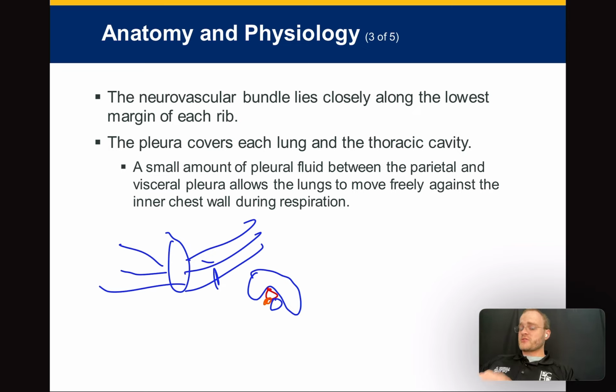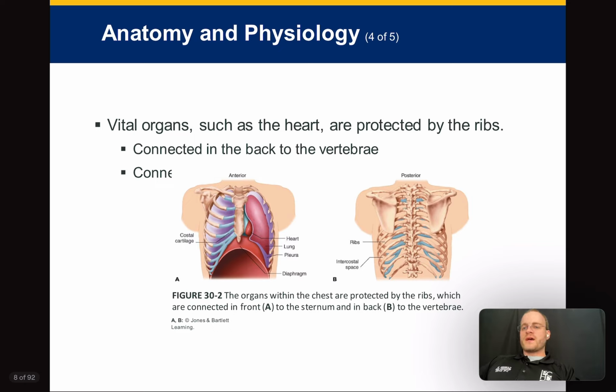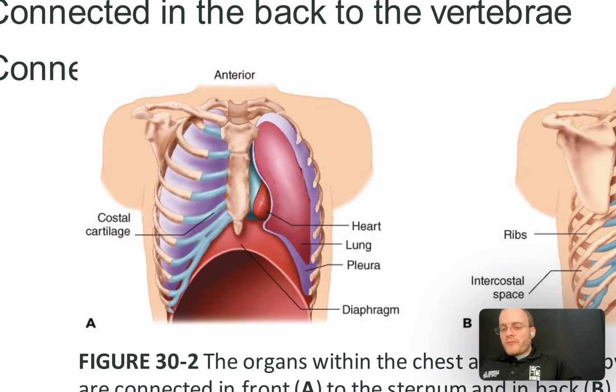Okay, the pleura covers each lung and the thoracic cavity, right? This is what I was talking about. There's a small amount of pleural fluid between the parietal, which is the chest wall, and the visceral that lines the vital organs, that allows the lungs to move freely. Okay, and so the vital organs, such as the heart and the lungs, are protected by ribs, and this is why we have ribs here. It's to protect you. Now, something to point out is you can feel your ribs, right?